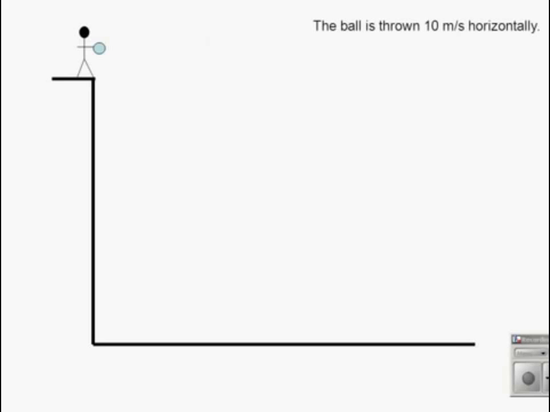All right. The ball is thrown 10 meters per second horizontally. So watch him. He's going to throw the ball horizontally only. He's not throwing it up. He's not throwing it down. He's going to throw it straight out to the right. And it goes out and it lands somewhere.